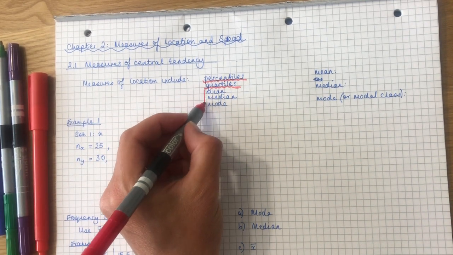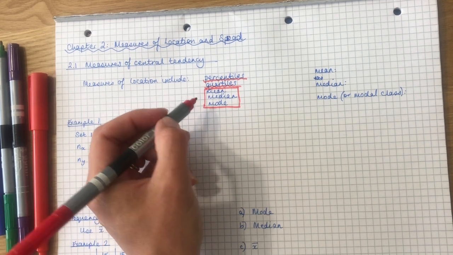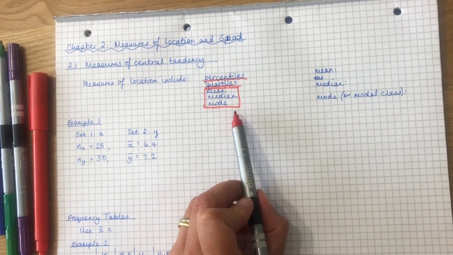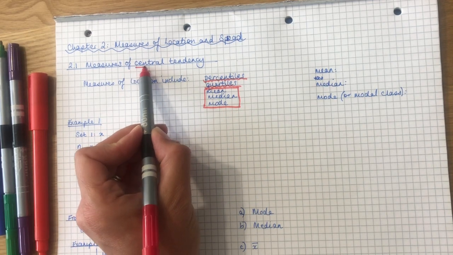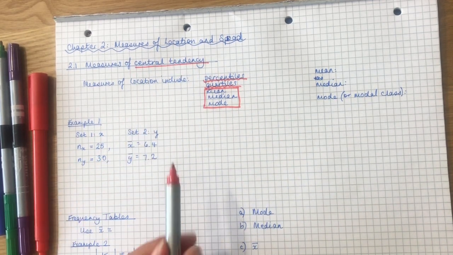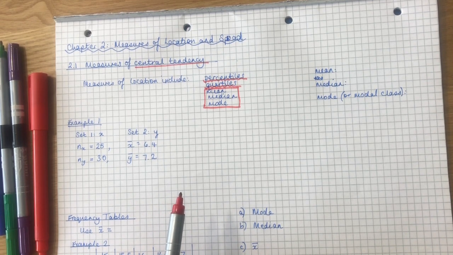These three here, mean, median and mode, are particular measures of location, and they're particular ones because they all are attempts to measure what we call the central tendency of the data set. Attempts to measure roughly where the middle of the data is, but the middle of the data isn't really a well-defined idea because there are different ways of doing it.